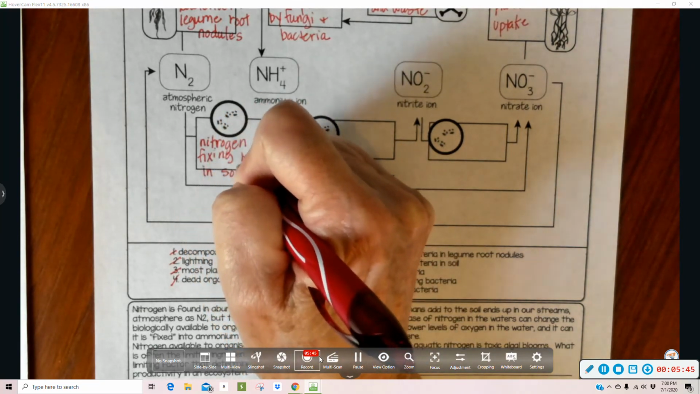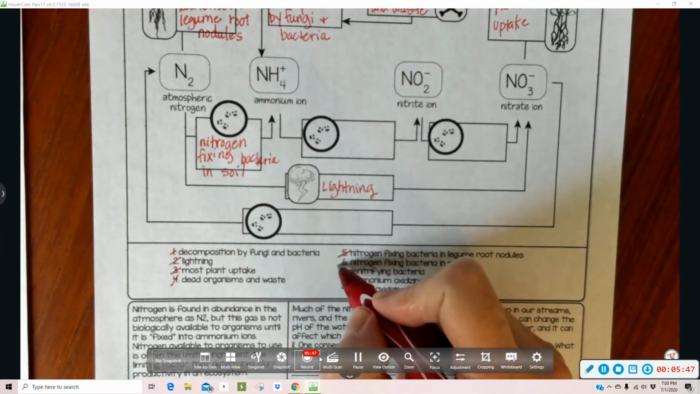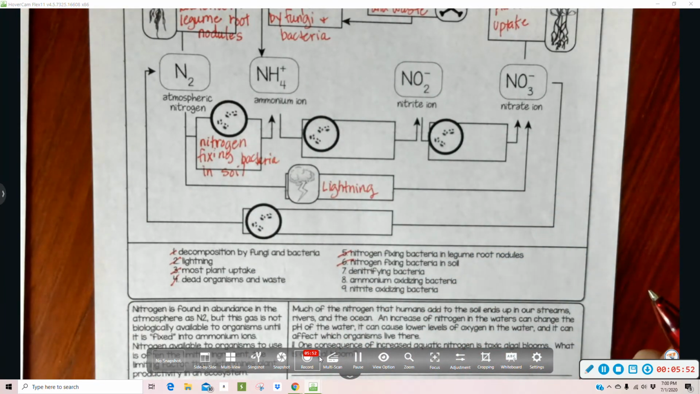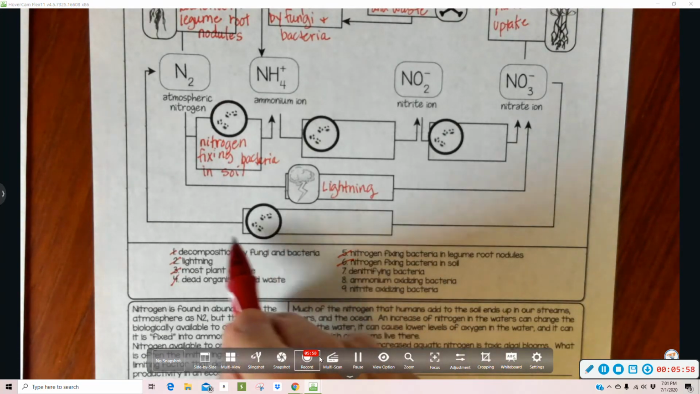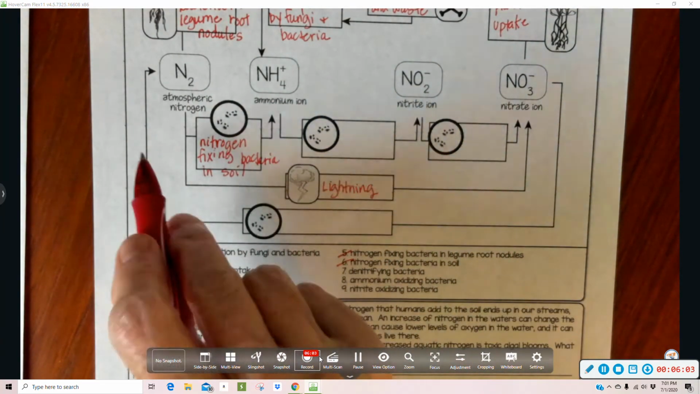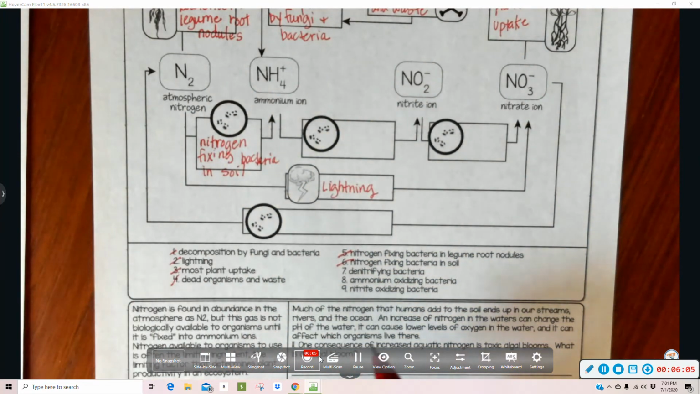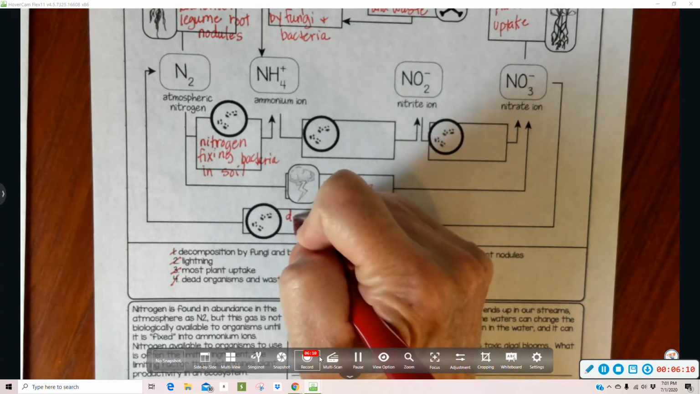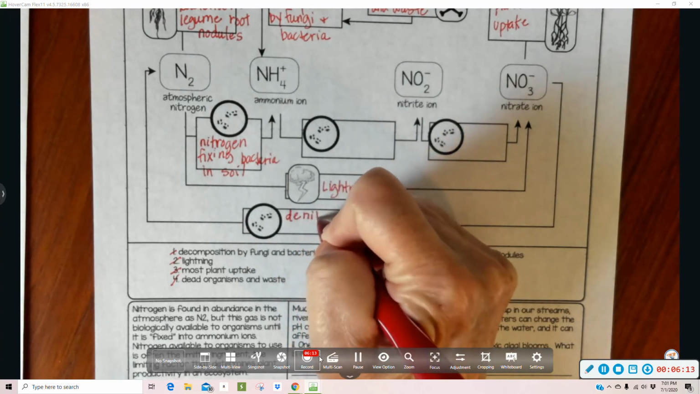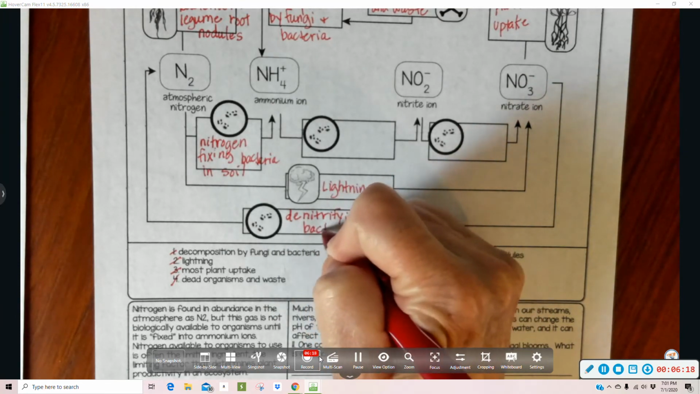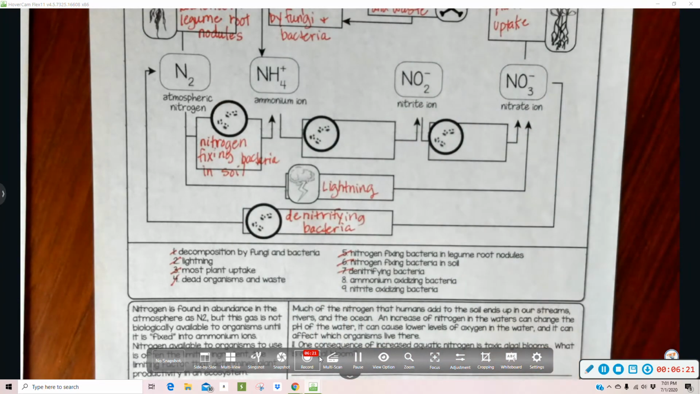So let's put that one there. Okay. And then we have bacteria that denitrifies nitrogen in the soil, so it'll return those nitrates and nitrites back to atmospheric oxygen. These are called denitrifying bacteria. Okay, we're getting close now.